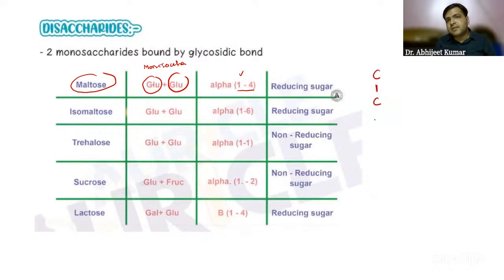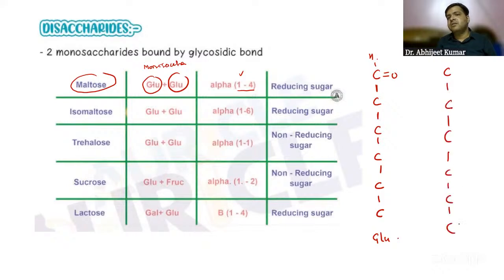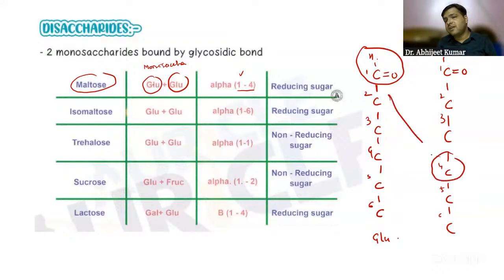For example, this is the basic structure of glucose, and glucose is an aldehyde derivative, so it contains this H. I'm not drawing the entire structure. This is glucose, and we have another glucose over here. Glucose will have these 6 carbons, and over here also the glucose will have 6 carbons. Now, when the first carbon is reacting with the fourth carbon of another glucose, this is called an alpha 1 to 4 linkage.